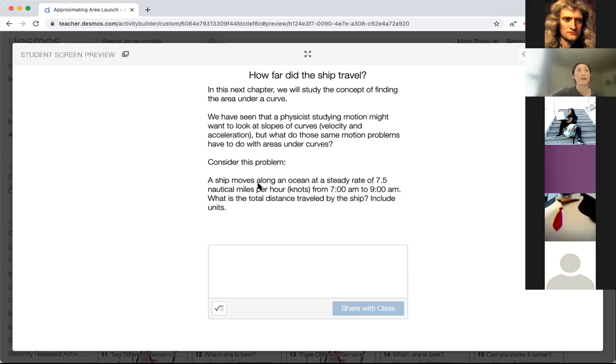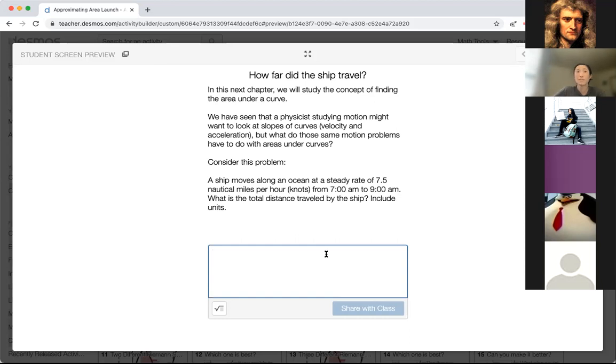So consider this problem. A ship moves along an ocean at a steady rate of 7.5 nautical miles per hour. We call that knots, okay? So if someone is going 7.5 knots, they are going 7.5 nautical miles per hour. And that ship is traveling from 7 a.m. to 9 a.m. What is the total distance traveled by the ship? All right, so I see a fair number of you have already answered that. But what do we get? How far did this ship travel?